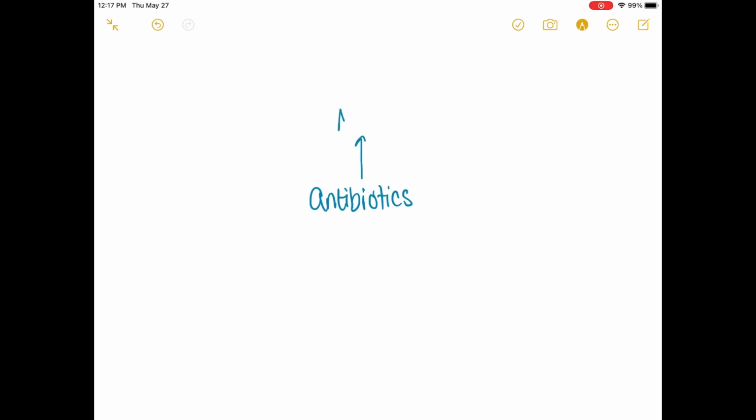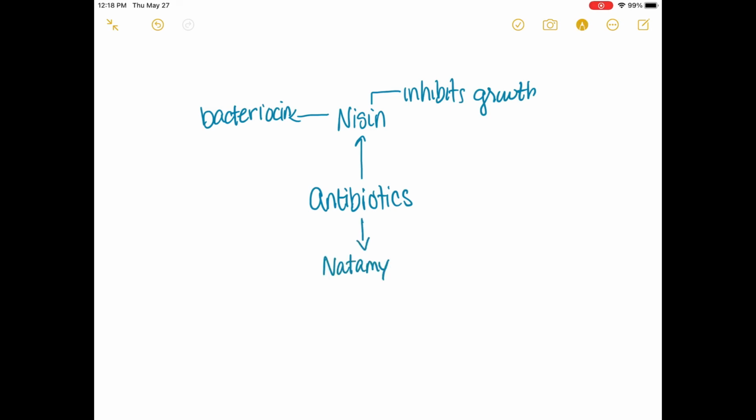Antibiotics. Nisin is added to cheese to inhibit the growth of certain bacteria that form endospores and cause food spoilage. Nisin is a bacteriocin. It is a protein produced by a bacterium that inhibits another bacterium. Natamycin is an antifungal antibiotic that is used in food such as cheese.